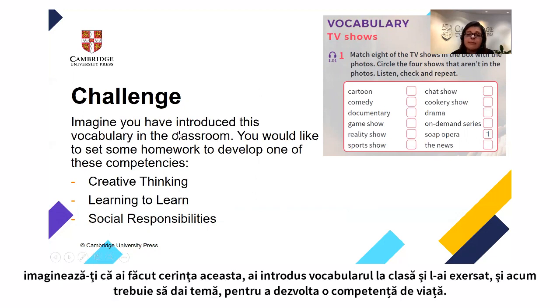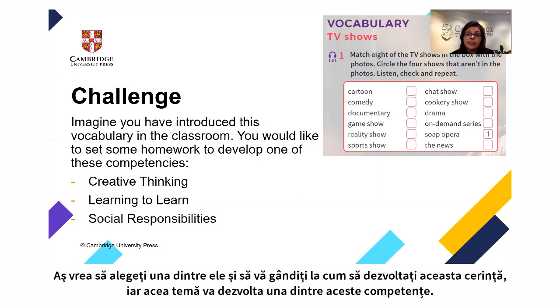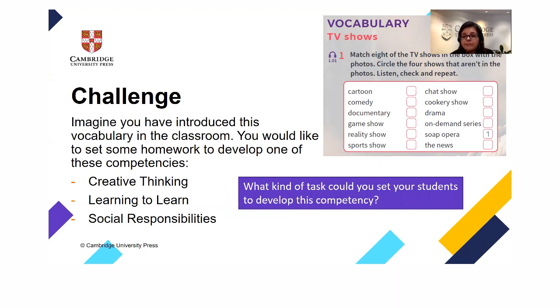And the challenge is, imagine that you've just done this task, you've just introduced this vocabulary in your classroom and you've practiced it. And now it's time to set some homework to develop a life competency. So you've got a choice here: creative thinking, learning to learn, and social responsibilities. So I'd like you just to choose one of them and think, how could I extend this task to set a piece of homework that's going to develop one of these competencies? And please do write your ideas in the chat.